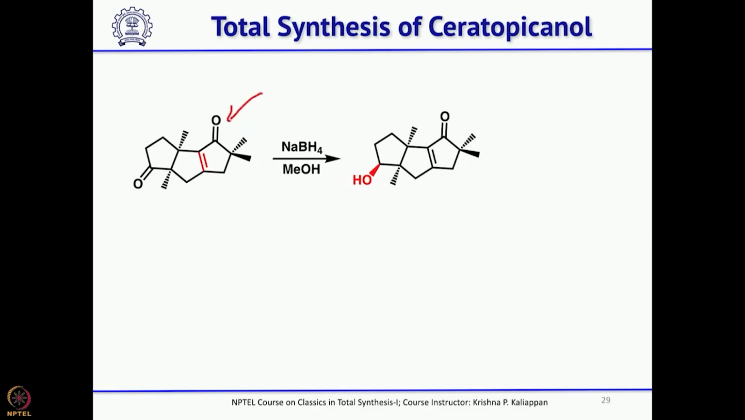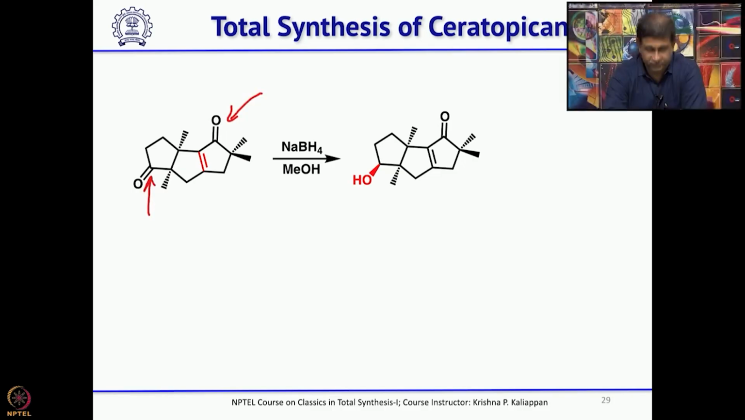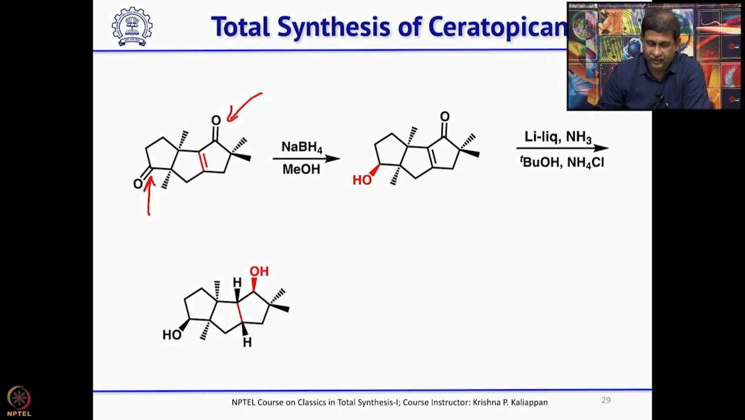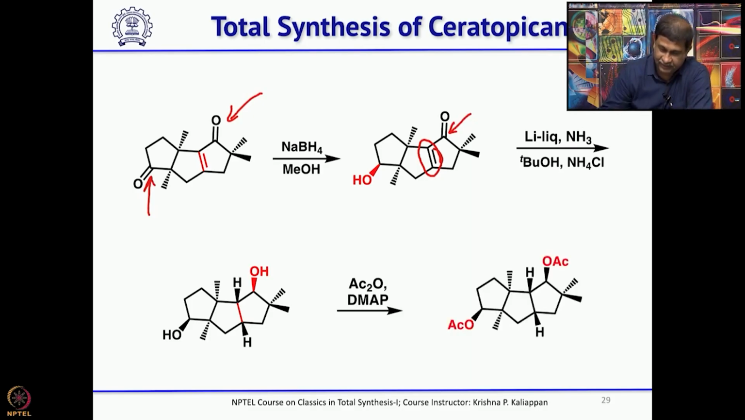So, this is an enone, this is a simple cyclopentanone, one can reduce the cyclopentanone to get the alcohol, and now you treat with lithium in liquid ammonia. So, what will happen? Lithium in liquid ammonia, the double bond will be reduced and this carbonyl group also will be reduced. So, you get a diol. This diol upon treatment with acetic anhydride gives the corresponding diacetate.